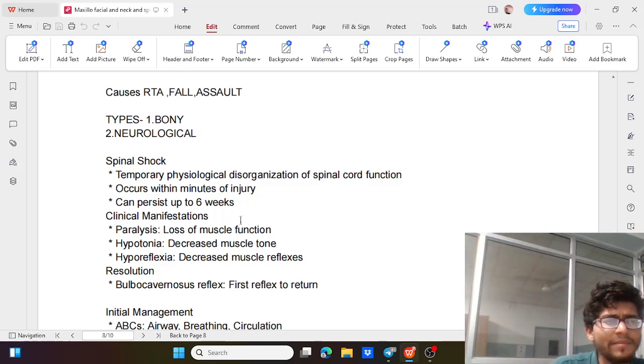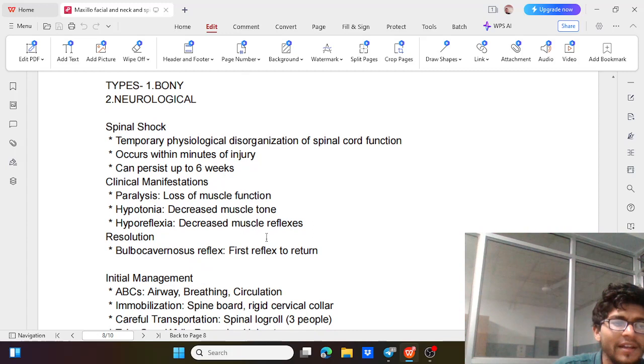And what is the clinical manifestation? There will be paralysis, that is loss of muscle function, hypotonia, decreased muscle tone, and hyporeflexia, decreased muscle reflexes, and these generally resolve by 6 weeks. And which reflex comes first? That is the bulbocavernosus reflex, which is the first to return.